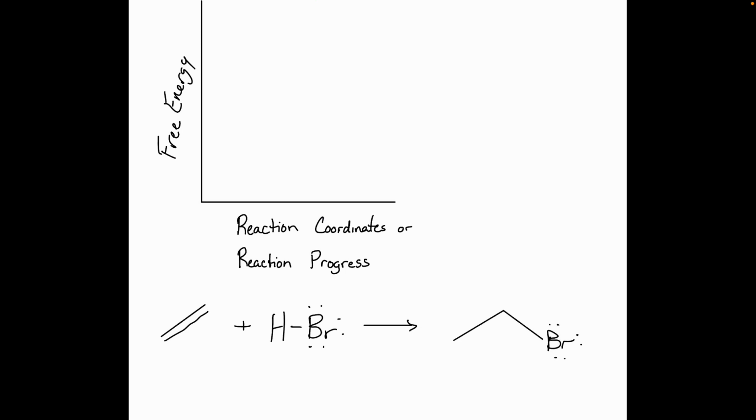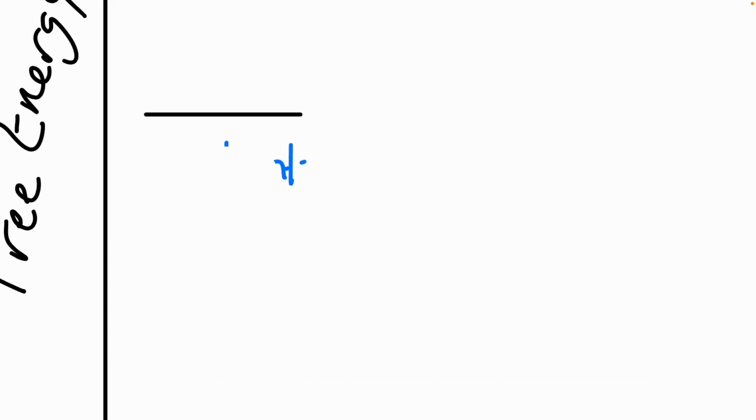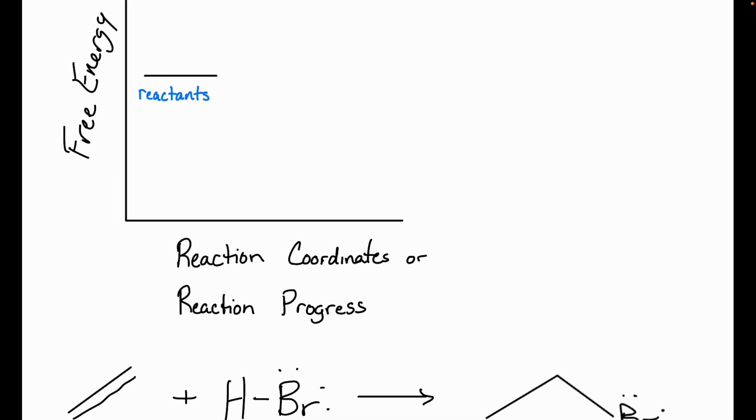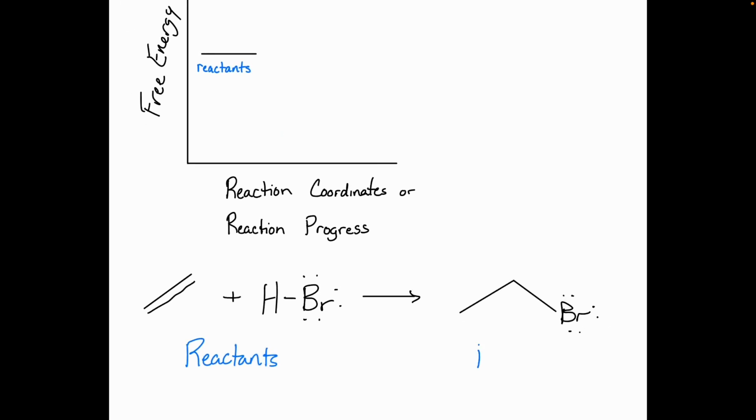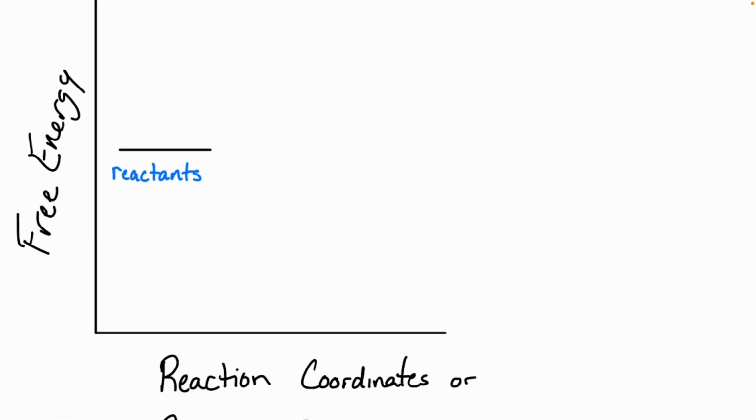In my chemical equation, on the left-hand side, these are my reactants. So on the left-hand side of my free energy diagram, they start off at this kind of equal energy here, where this is the free energy of my reactants. In my chemical equation on the right-hand side, these are my products. So on the right-hand side of our free energy diagram, another kind of plateau here, representing the free energy of our products.